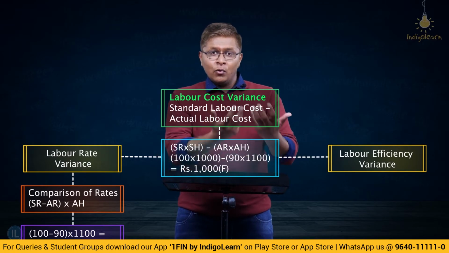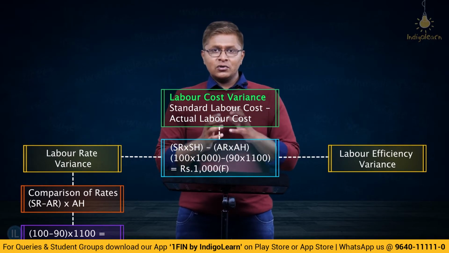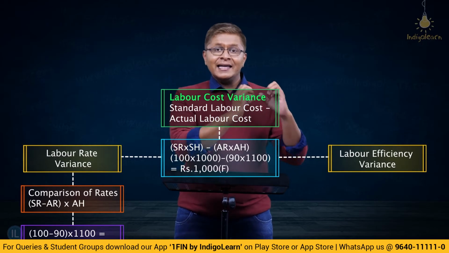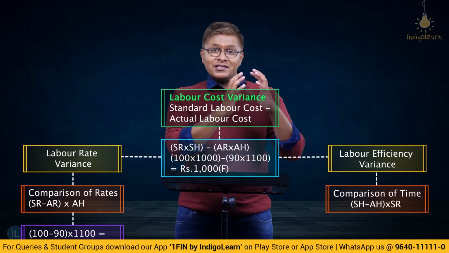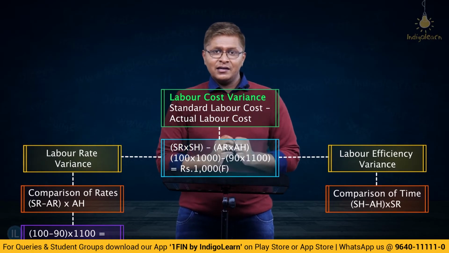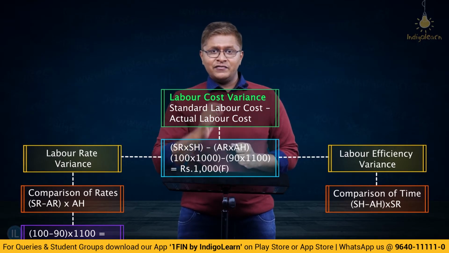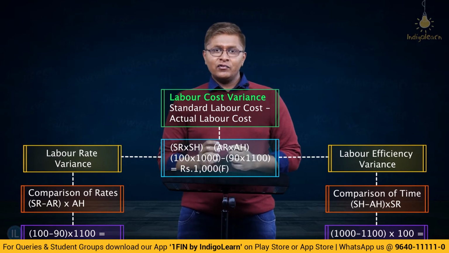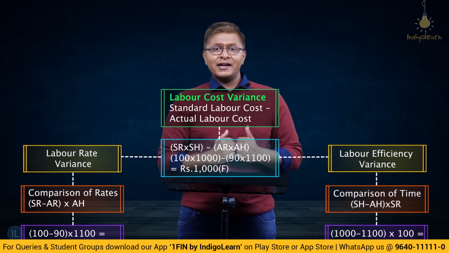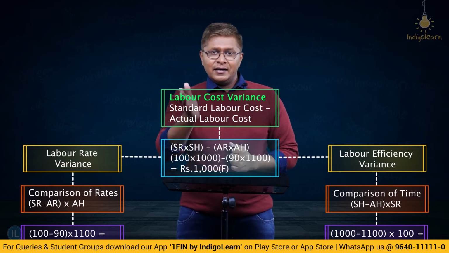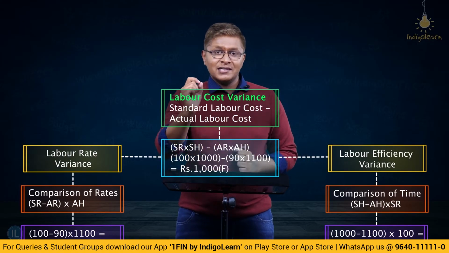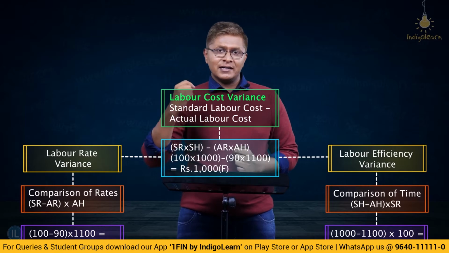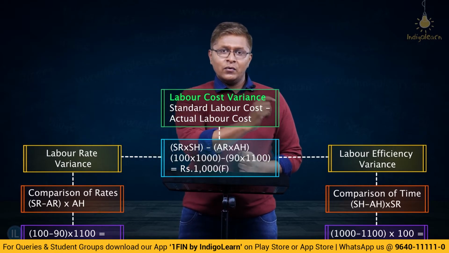Obviously, he has taken more hours to do the same amount of work. So here he is considered to be lazy. He is considered to be inefficient. Because of his laziness, because of his inefficiency, we have to pay more money to him. Now for these 100 hours of his inefficiency, for each hour we have to pay the rate of 100 rupees which we had agreed upon. So 100 into 100, 10,000 is the extra payment that we have to do on account of his inefficiency. This we are going to call as labor efficiency variance.